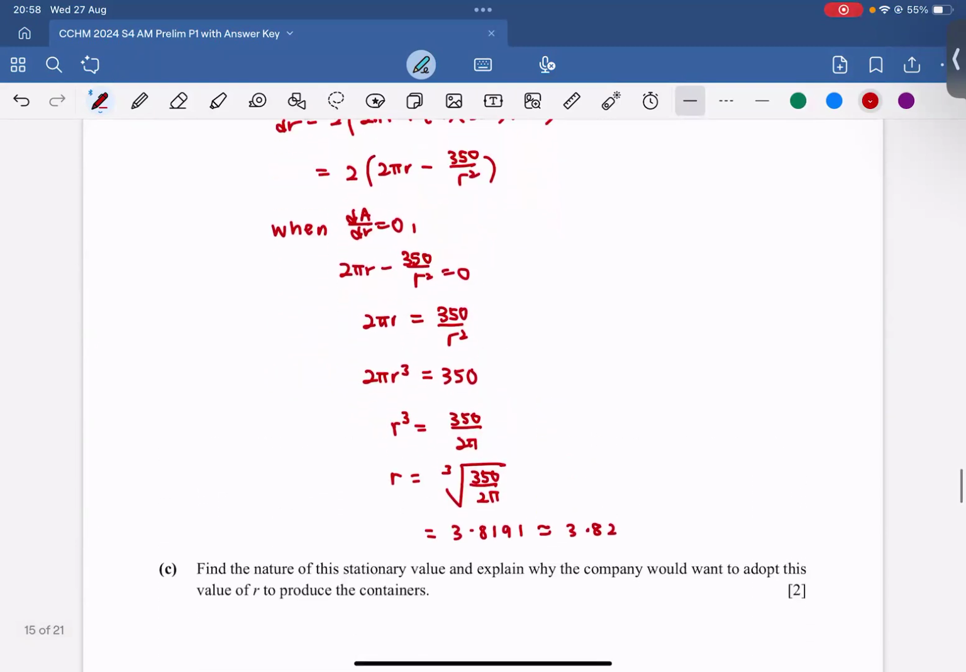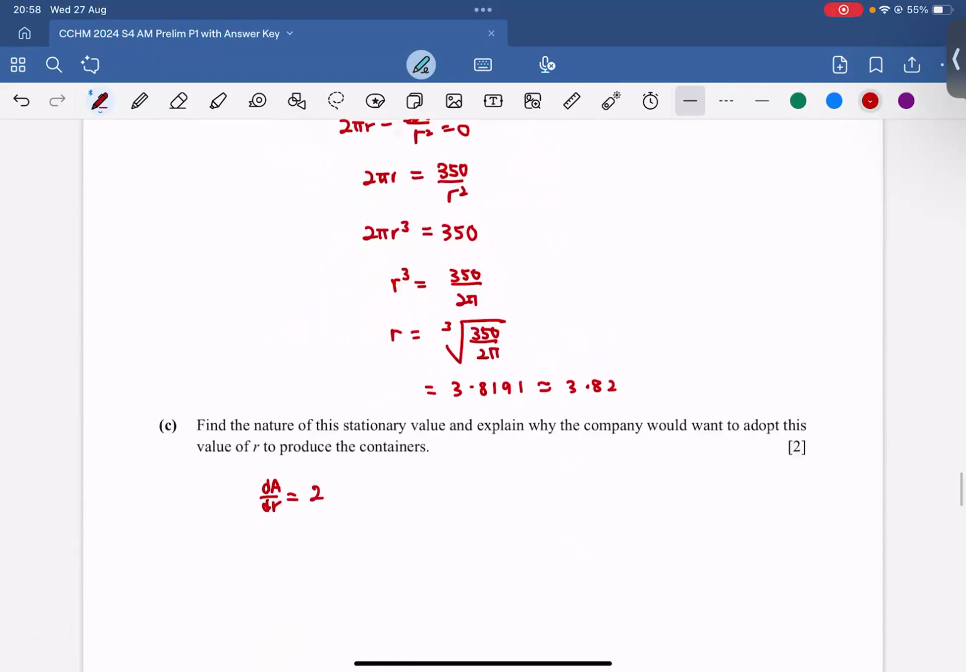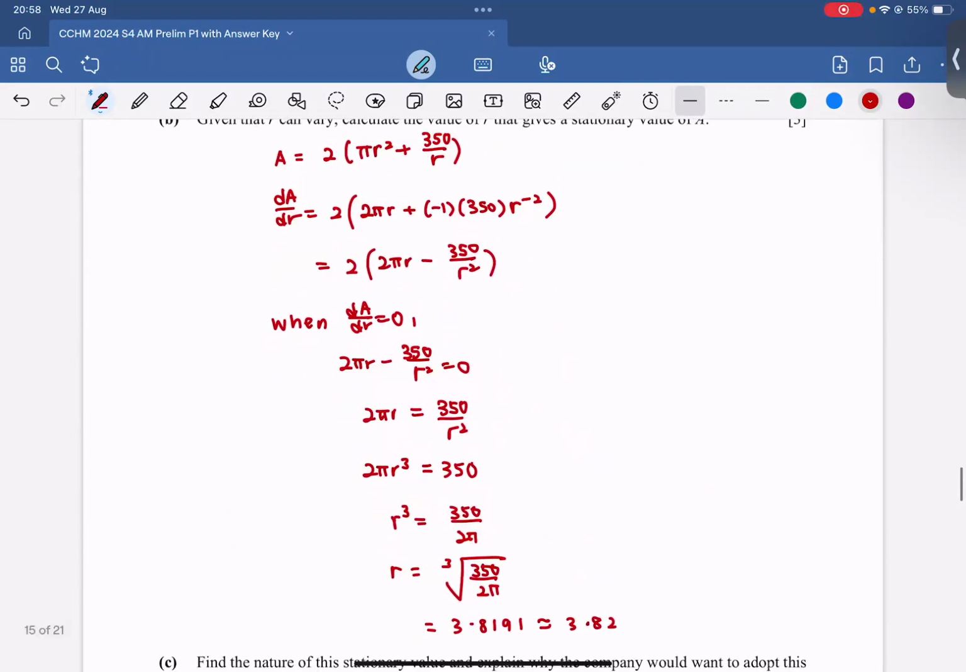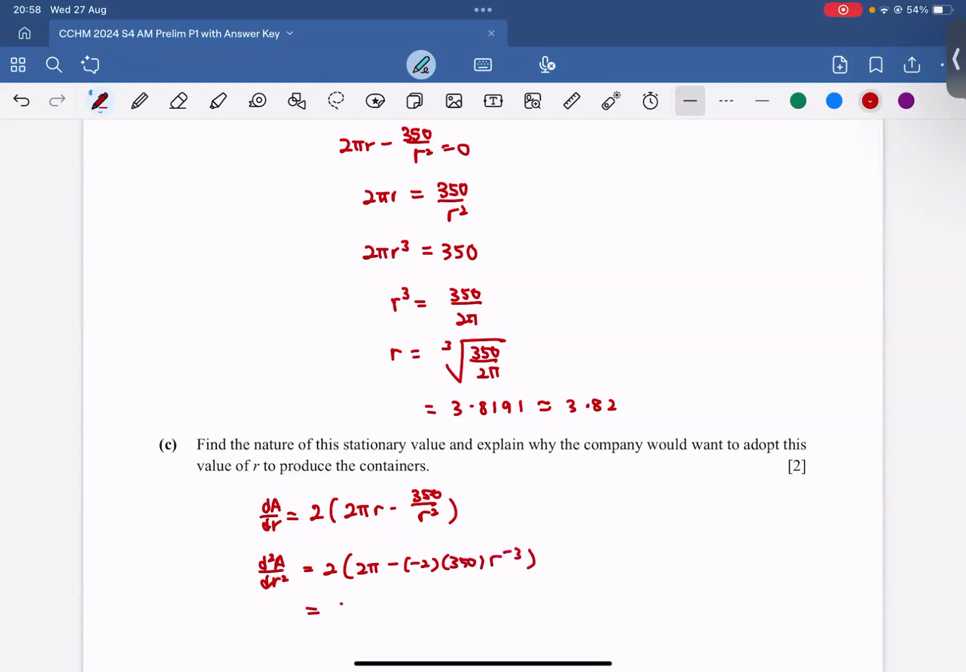Okay, next part, find the nature. In this case, it's not very difficult to differentiate again, so we can use second derivative test. If it's difficult to differentiate, please use first derivative test. Okay, so we differentiate this again. This is power -2, so bring down, 350 stays there, then this becomes r power -3. So what we have?